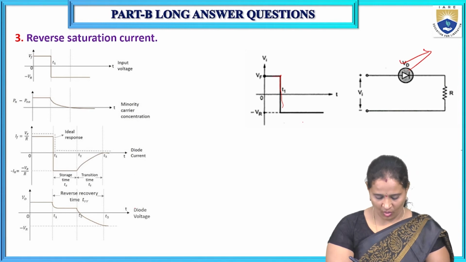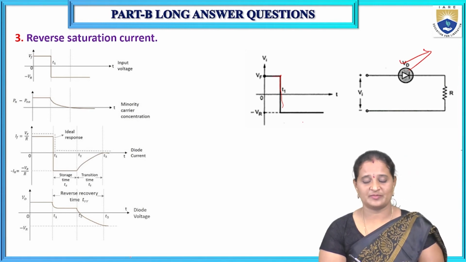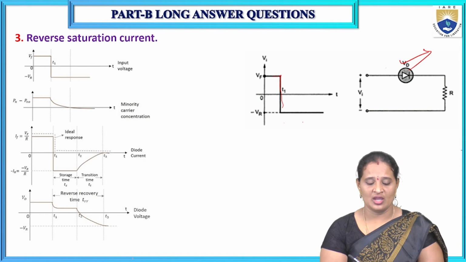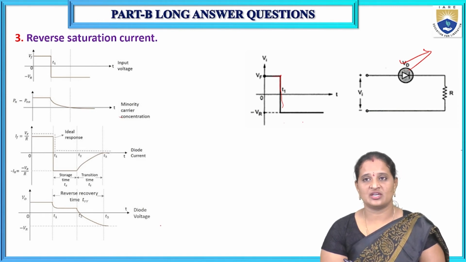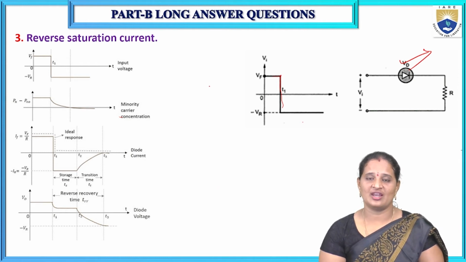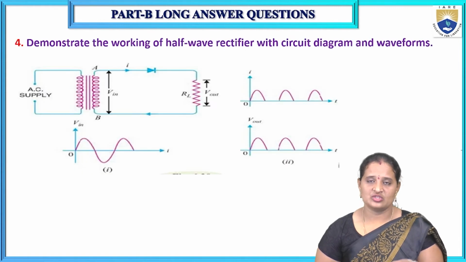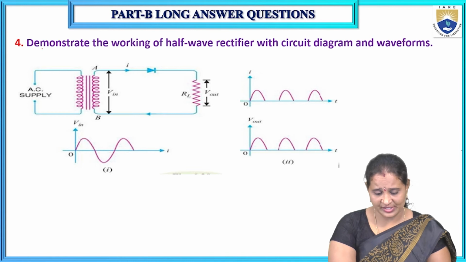So just mention all the various time specifications of the PN junction diode, like storage time, transition time, forward recovery time, reverse recovery time, with the examples and waveforms. You just mention and write down the definitions of all these switching times. So that is for the question.